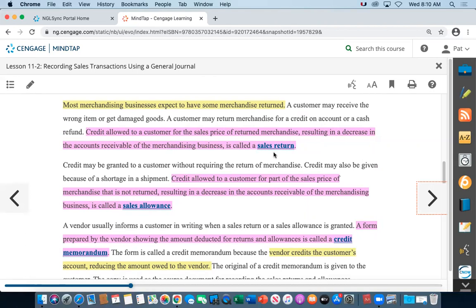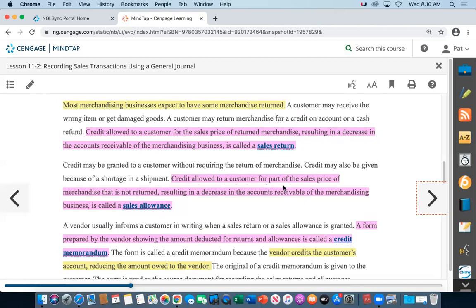So before in 11.1, we were doing it. We were taking the stuff back. So we were lowering our payable by debiting it. Well, now customers are taking things back. They're lowering their accounts receivable. We have to give them a credit memorandum to lower their bill. So that's what that means, decreasing accounts receivable.